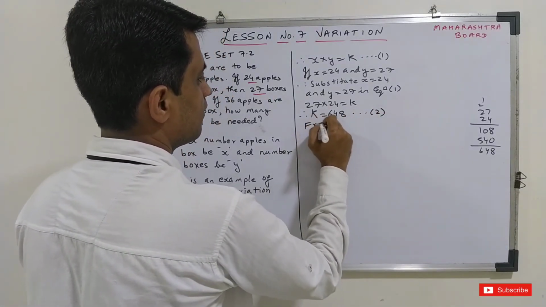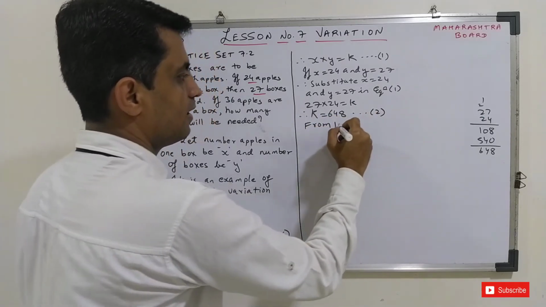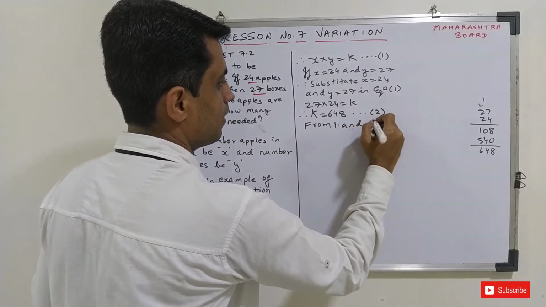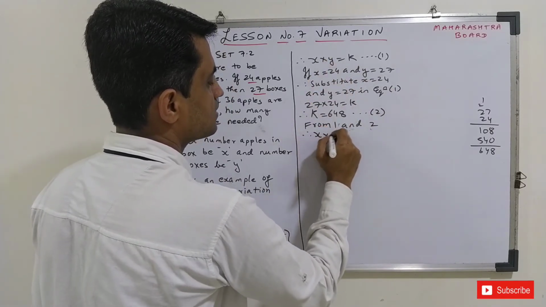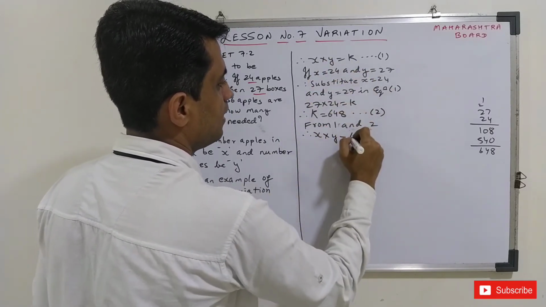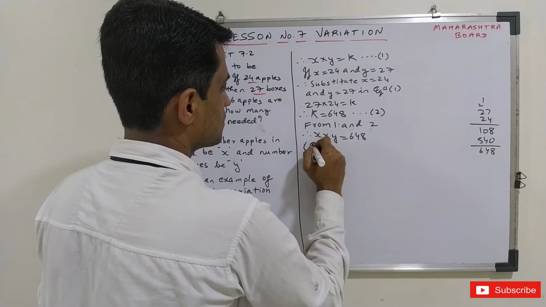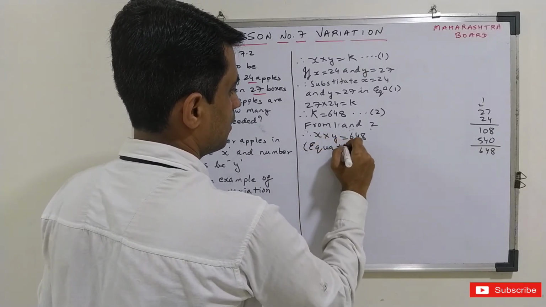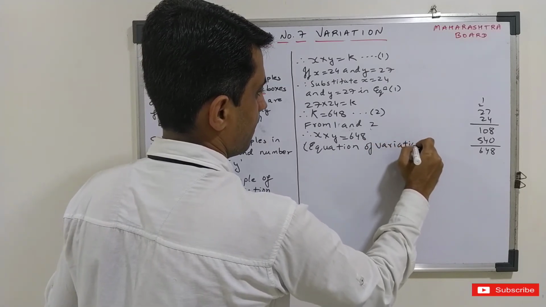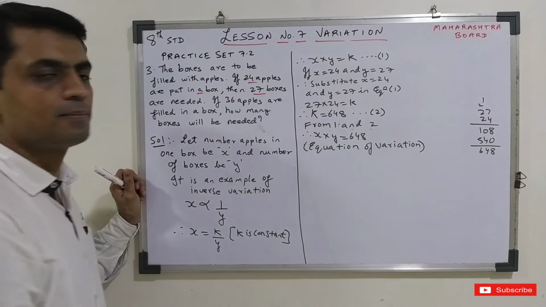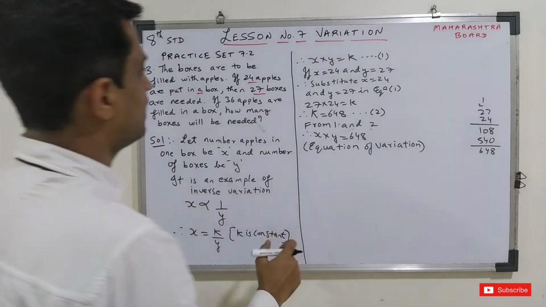So what do we get from 1 and 2? From 1 and 2, what was our 1? x into y. What is our k? 648. What is this called? It is called the equation of variation. Clear? I don't have space to write here, you can write here also. Now let us go with the next.